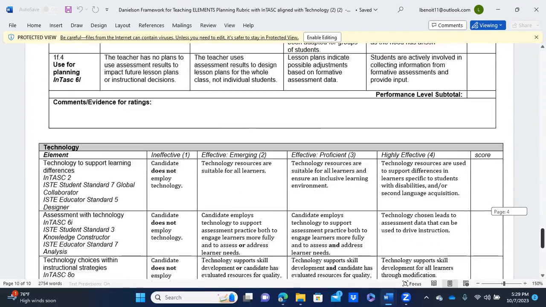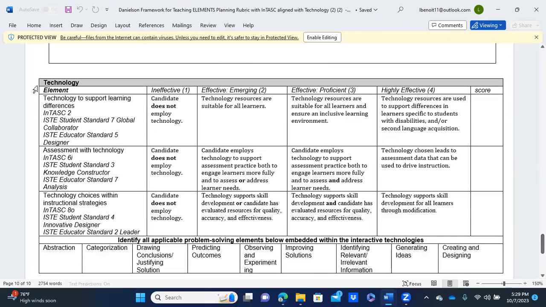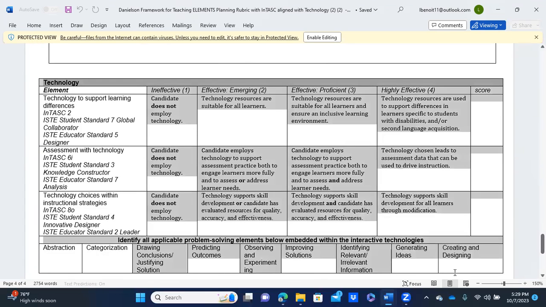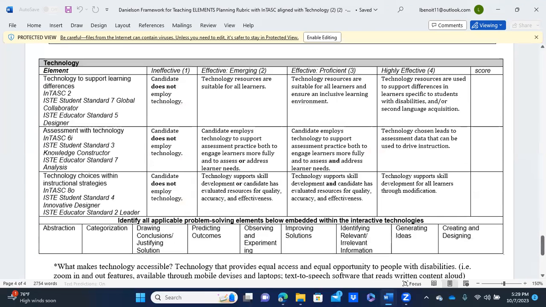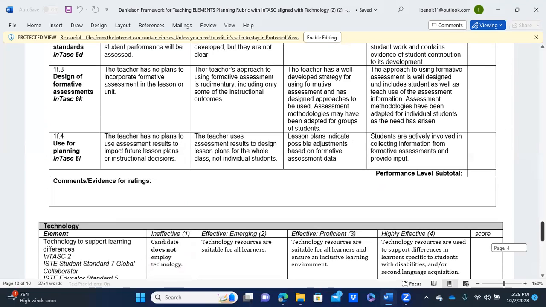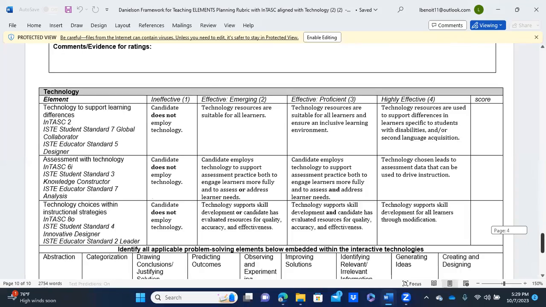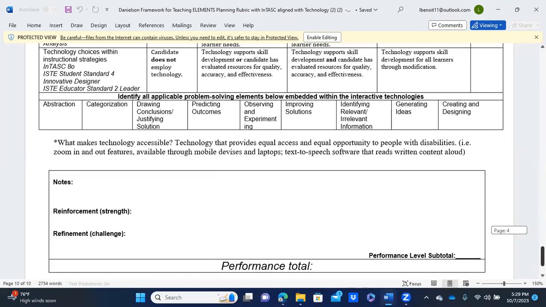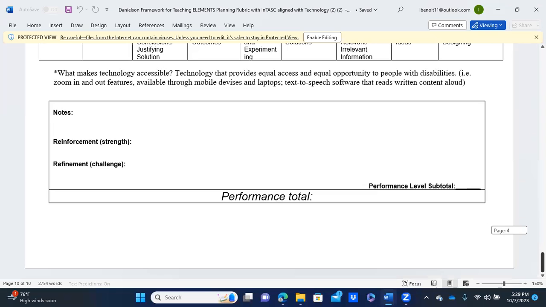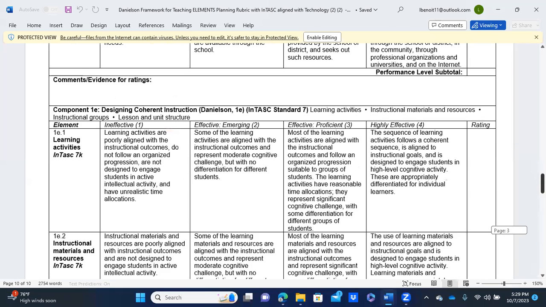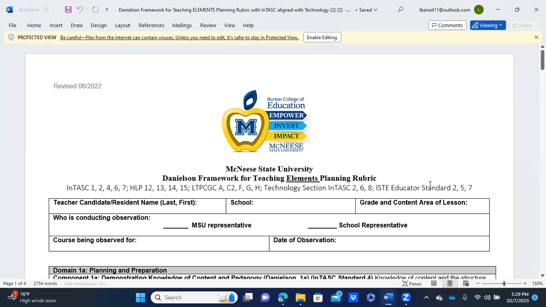And then lastly, technology is not part of your grade. So we will score this, but we do not put it as part of your grade, okay? We give a little bit of feedback, but it's not included in your grade. It's something that we're simply trying to track. And that will set you up for success on the lesson plan.